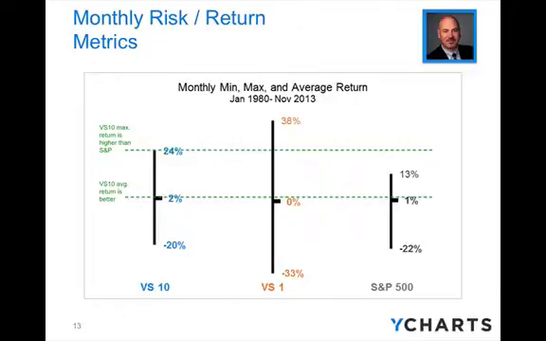We can see that since VS10's average return is much better than the VS1's average return, even though it had a higher max return, that really didn't help the group overall. And then the minimum return for the VS10 group is less negative than either the S&P 500, which is all the way to the right, and the VS1 group, which is right in the center.